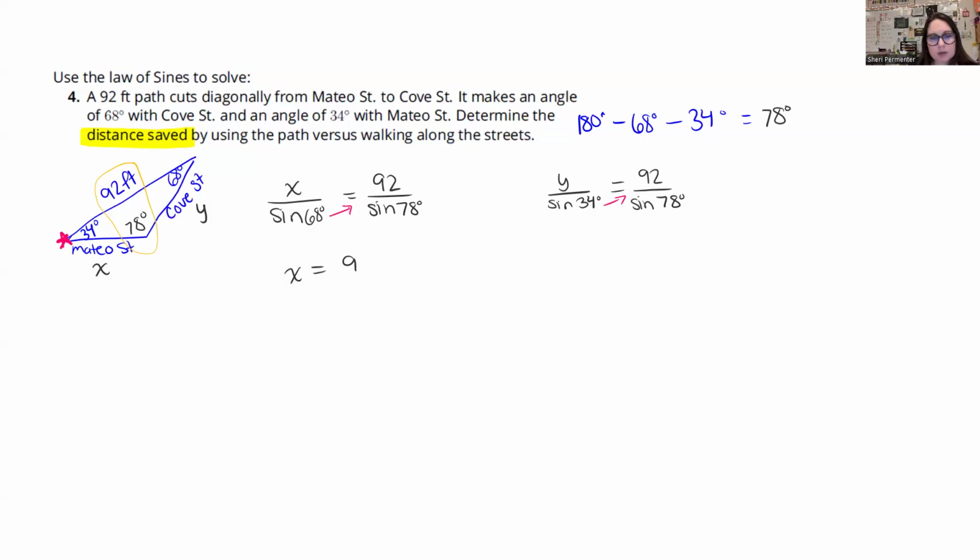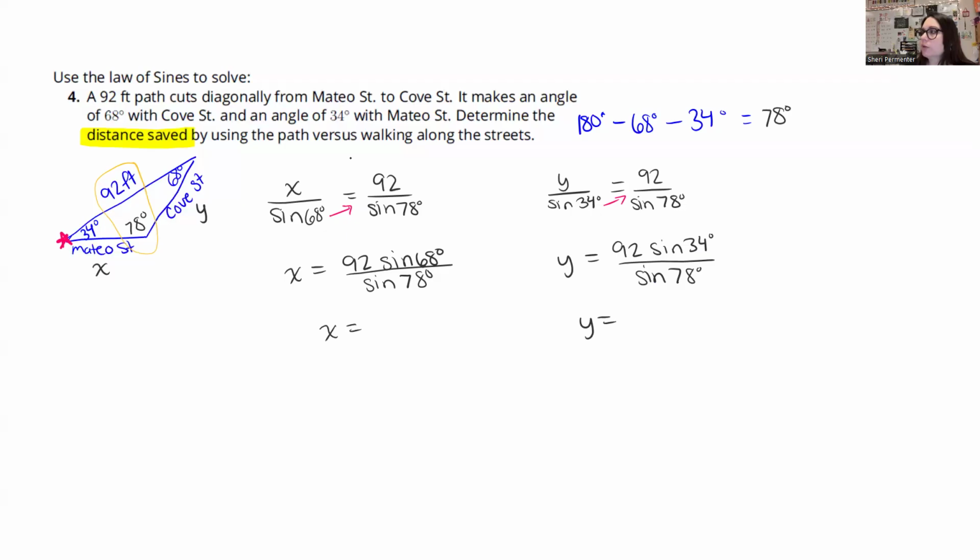X is equal to 92 sine 68, so I'm bringing this over and multiplying up top, divided by sine 78. And Y is going to be equal to 92 sine 34 divided by sine 78. I need to figure out what X and Y equal, but I'm going to let you do that. That's why I made you get a calculator. So I want you to type those in and I want you to get answers.